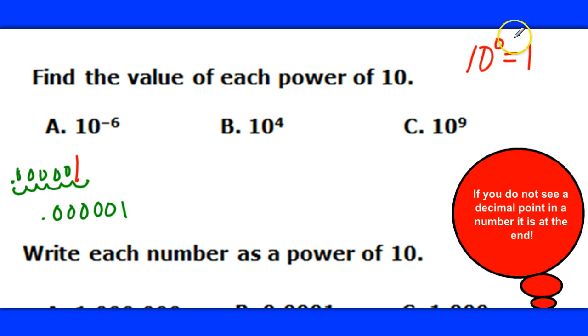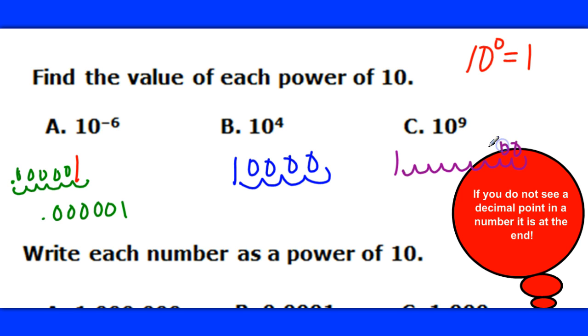Again, 10 to the 0 is 1, so I'm starting with 1, and this time I'm multiplying by 10, because 10 to the first is 10 times 1, which is 10. So I'm multiplying by 10 4 times, so that's going to be 10, 100, 1,000, 10,000. 1, 2, 3, 4. Fill in with the zeros. Okay? This one, again, I start with 1. I move it 9 places. 1, 2, 3, 4, 5, 6, 7, 8, 9. Fill in the zeros. And I have a 1 with 9 zeros behind it.